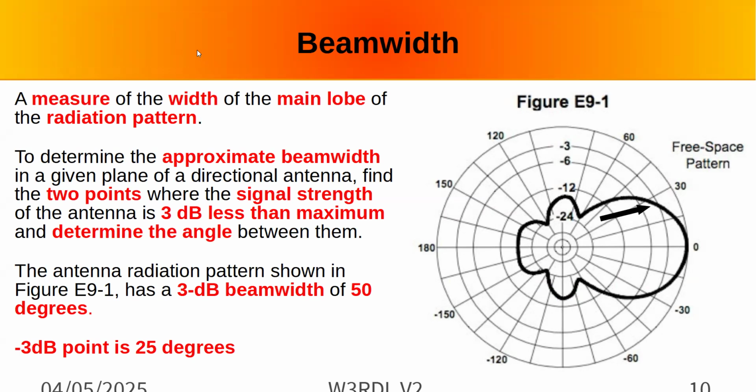Oh, beam width. So if we look at the beam width, we look at the 3 dB half power points, or 3 dB down points. You can see over here where I put the arrow, this minus 3 dB line, where the pattern crosses it, whatever that angle is, you double it, and that's the beam width. So in this case it's about 50 degrees, 25 and 25, more or less.